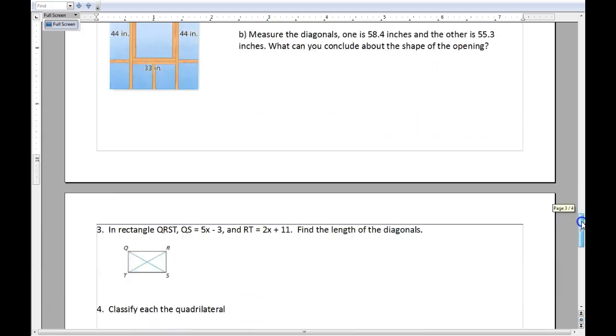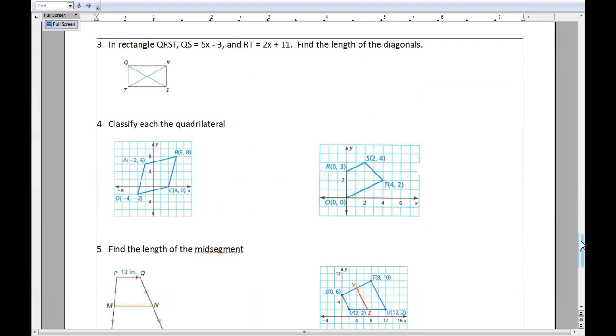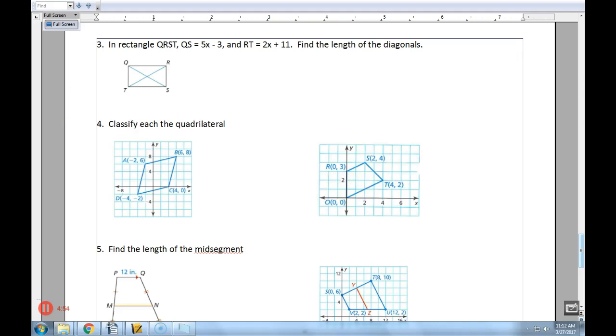Alright, moving right along. Number 3, in a rectangle QRST, QS is 5x minus 3. So QS right here is 5x minus 3, that's that one, and RT, which is the red one, is 2x plus 11. So if in fact it is a rectangle, to find the length, I know they must be equal. So QS has to equal RT if it is a rectangle. So 5x minus 3 is 2x plus 11.